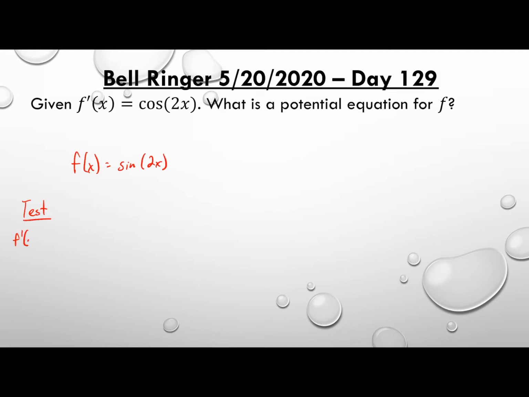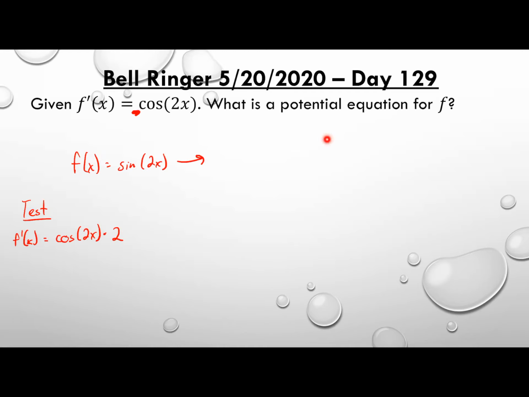So f prime of this would give us cosine of 2x, but we would have to use the chain rule and multiply by the derivative of the inside function 2x. So that gives us 2. Well, we don't want a 2 in front because the original derivative equation has no 2 in front of the cosine. Well, we can easily take care of a 2, can't we? We just have to multiply by 1/2.